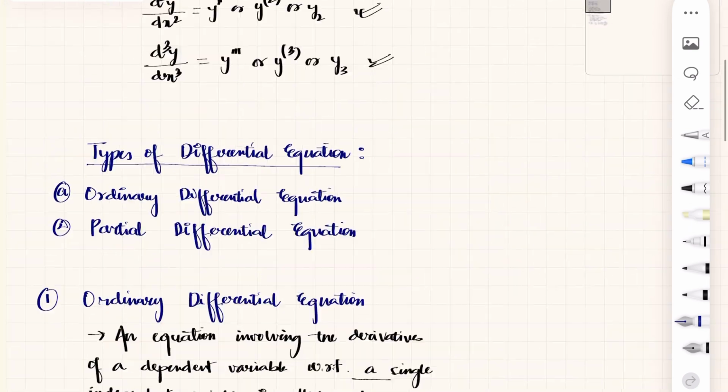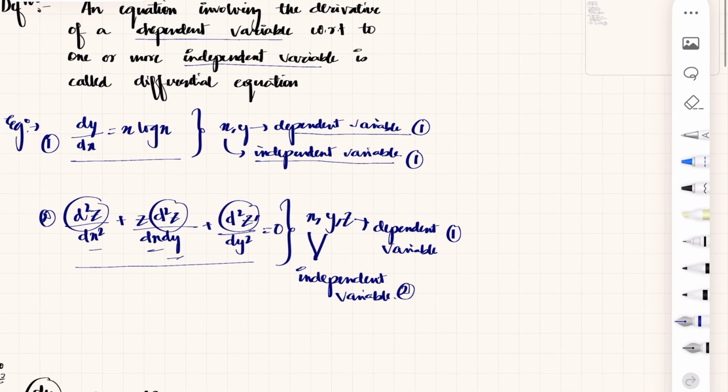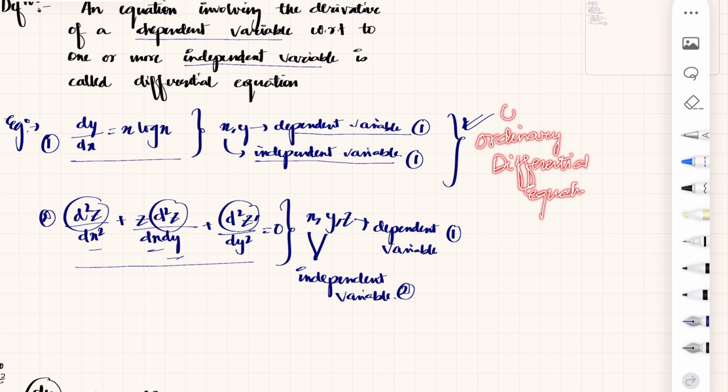So then let's look at the previous example. Tell me, what kind of differential equation is example number 1? Here we have only one dependent variable and only one independent variable, right? So this is called what? We can call this an ordinary differential equation. So can I say ODE, short form, right? The first one is the ODE, ordinary differential equation.